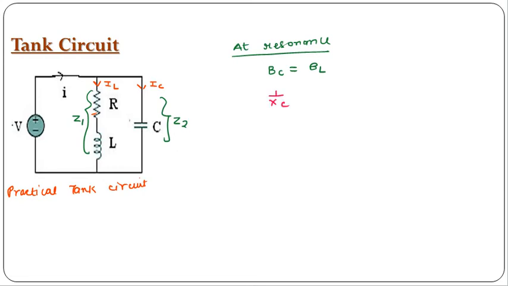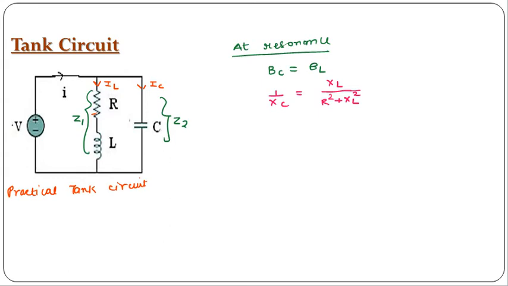So BC is given by 1 by X of C, but here BL is given by... here R and L are connected in series. So BL, that is the inductive susceptance formula, will be given by X of L divided by R square plus X of L whole square. Okay, so this is the formula for B of L, that is inductive susceptance in case of series RL circuit.